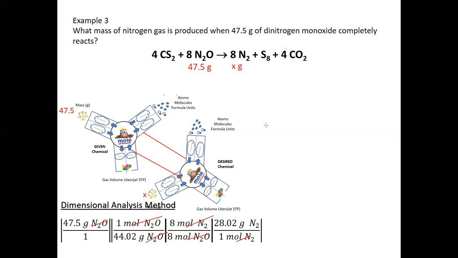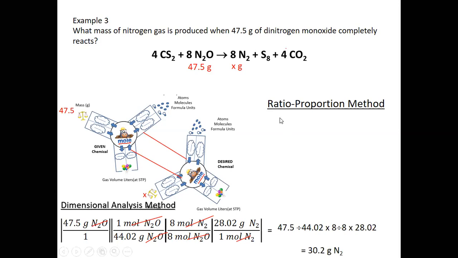Now what we can think about is the mathematics that arrives at the answer. So we take 47.5, because 44.02 is on the bottom, it becomes a divisor. We multiply by 8, we divide by 8, we multiply by 28.02. You could have simply skipped this step by multiplying by 8 and dividing by 8. I chose not to do that so that you could see that I clearly used mole ratio. We're going to arrive at a value of 30.2 grams of nitrogen from the dimensional analysis method.